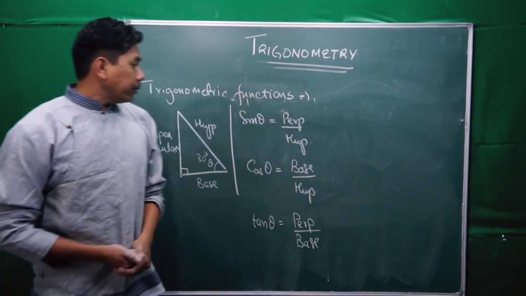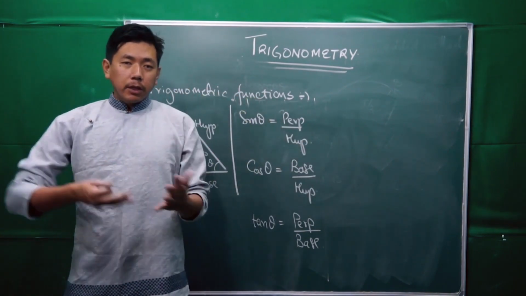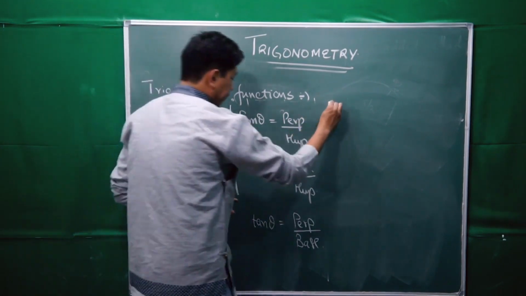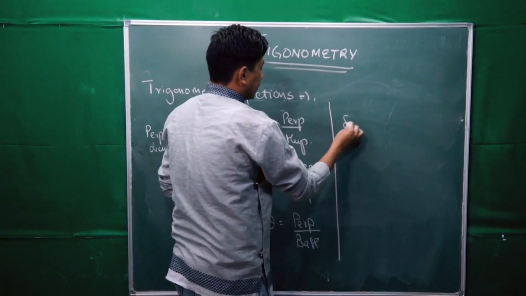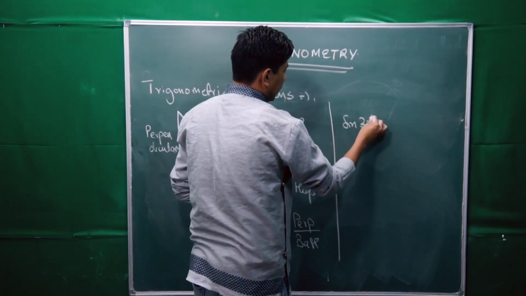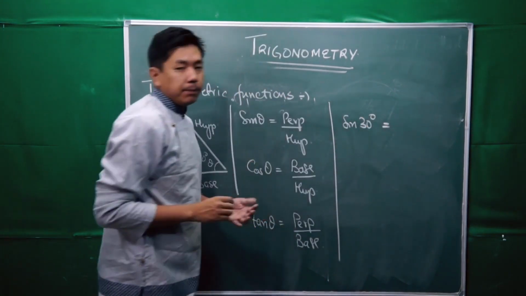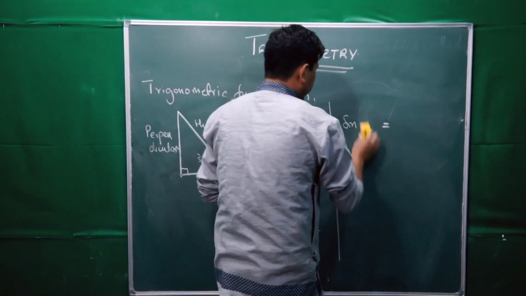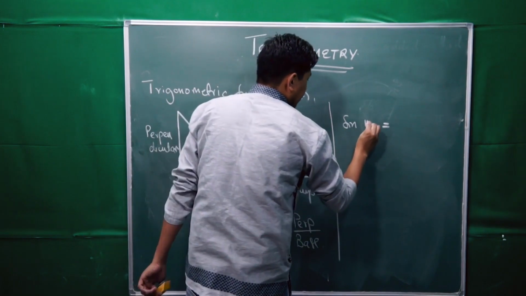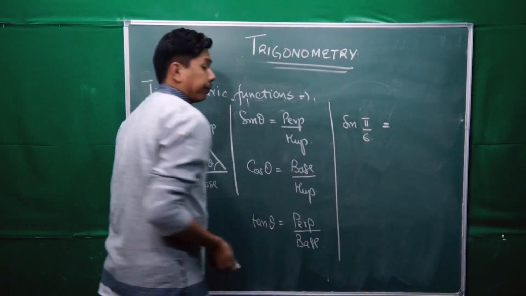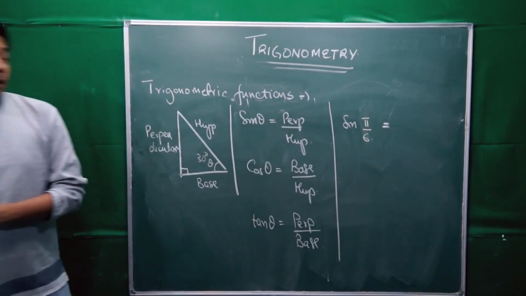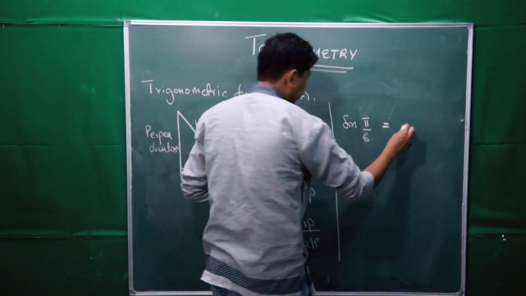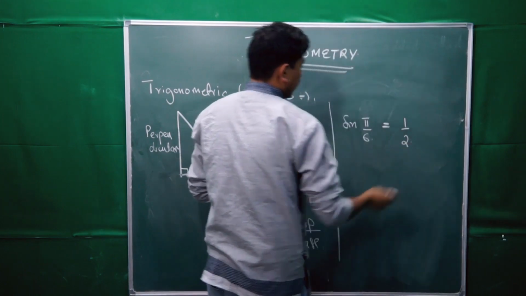What is the significance of this angle and how is it related to this ratio? As we talked earlier about certain angles having specific ratios, for example, for sine theta with theta being 30 degree, or instead of writing 30 degree, let's write pi by 6. So for sine 30 degree, the ratio is always 1 by 2.